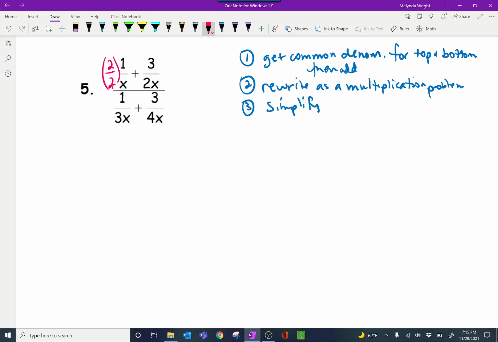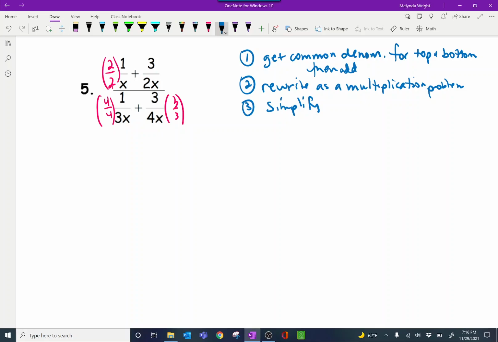Look at the denominator. The denominators are 3x and a 4x. Let's see, they both have x's. That's good. But I have a 3 and a 4, so their common denominator would be 12. So multiply this by 4 over 4 and this by 3 over 3. Okay, so let's take care of all that multiplying first.